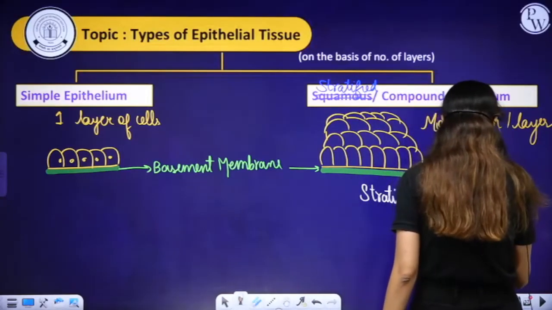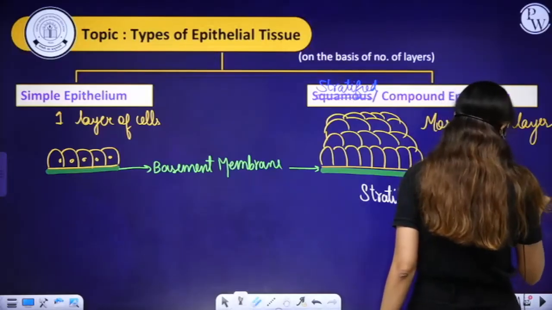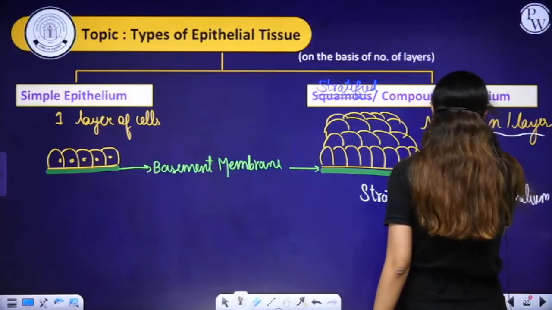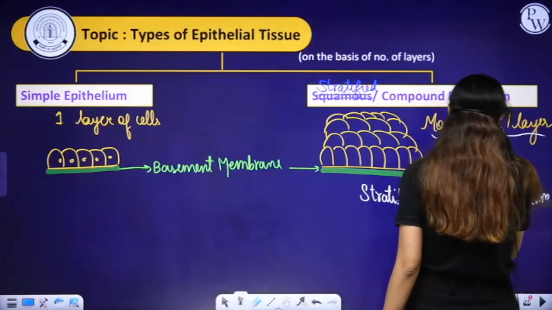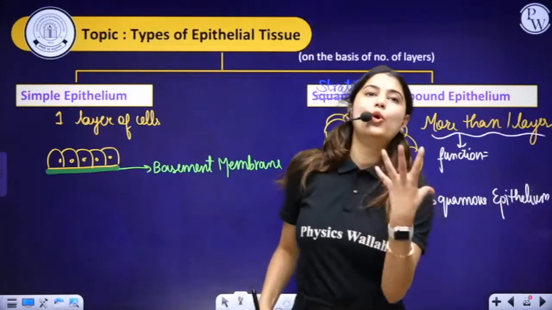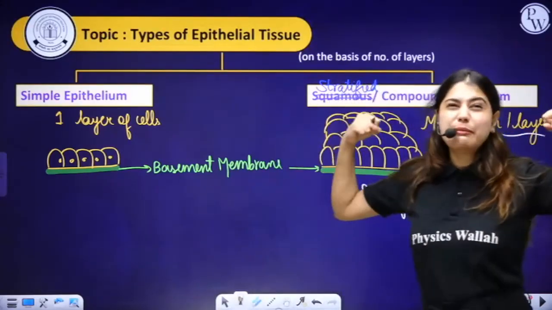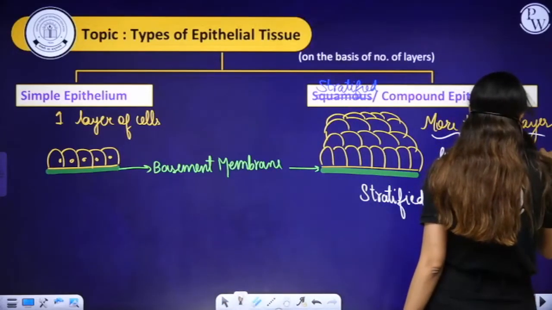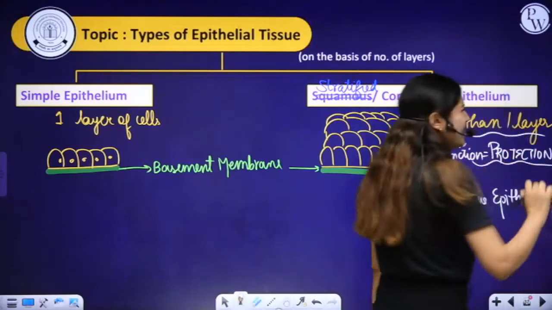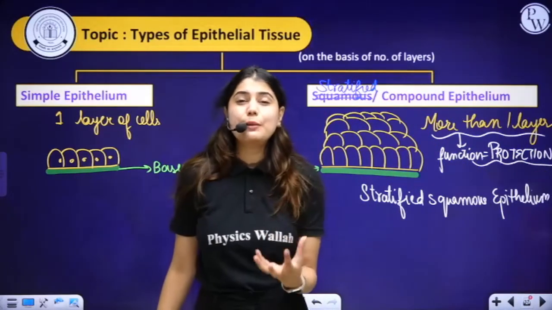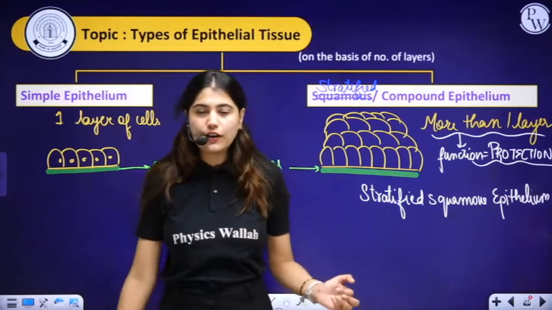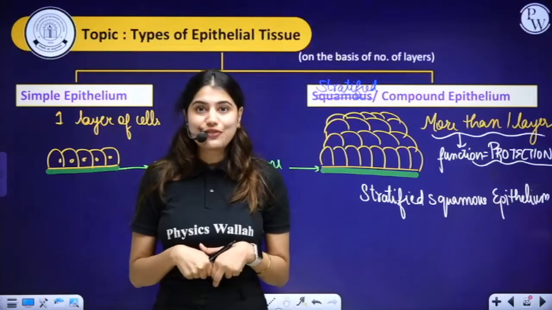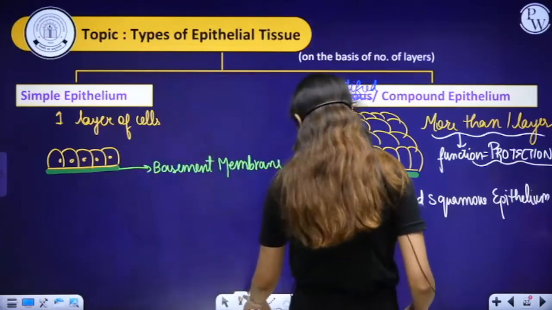Now, what is the function of this epithelium? Since there are so many layers, the function is protection. Since more layers are there, it is thicker and hence more durable, so it gives that protection. Where will it be present? Where we need protection, where there is regular wear and tear going on. For example, my skin, the lining of the mouth, and the esophagus, the food pipe.